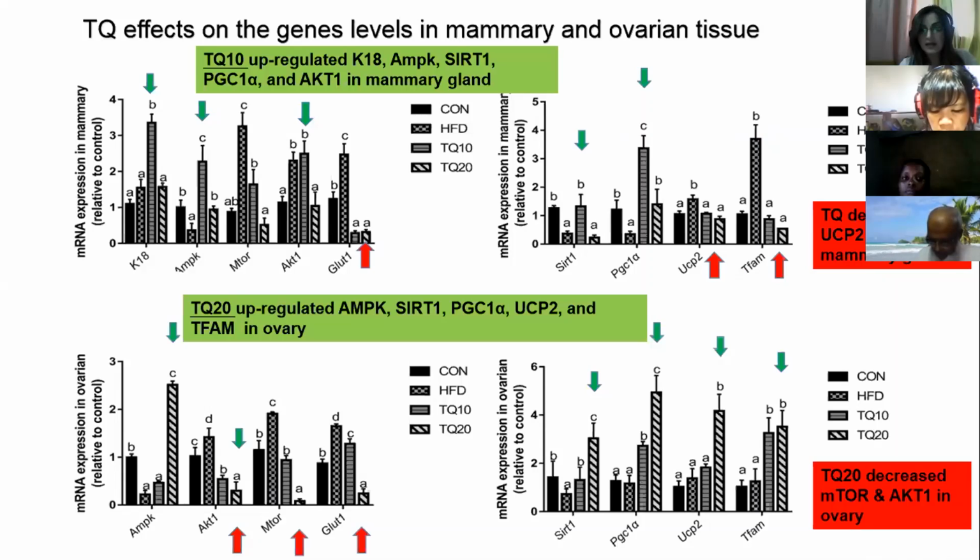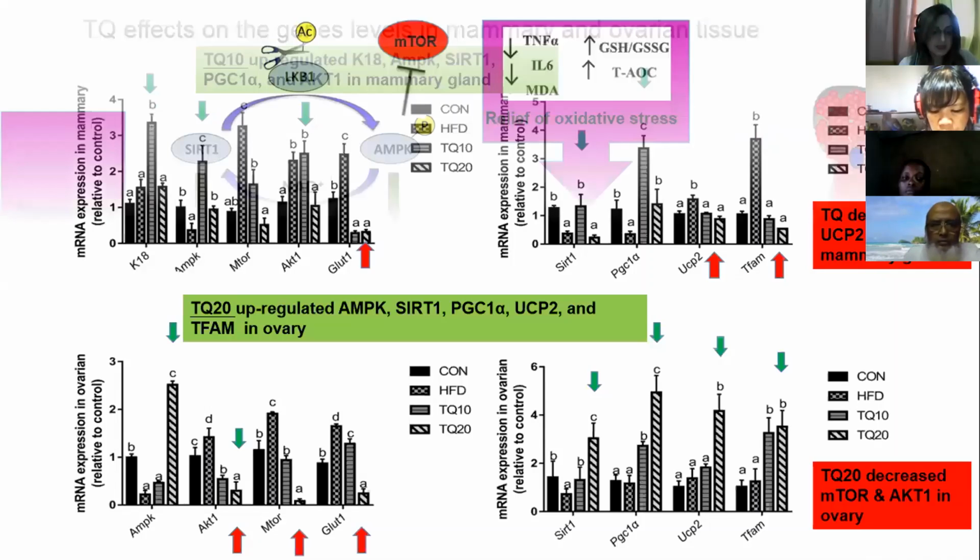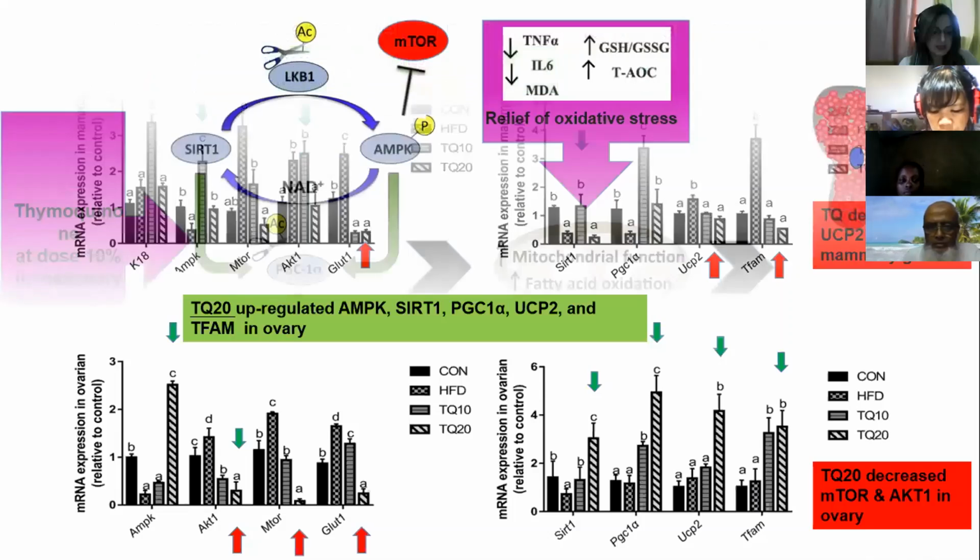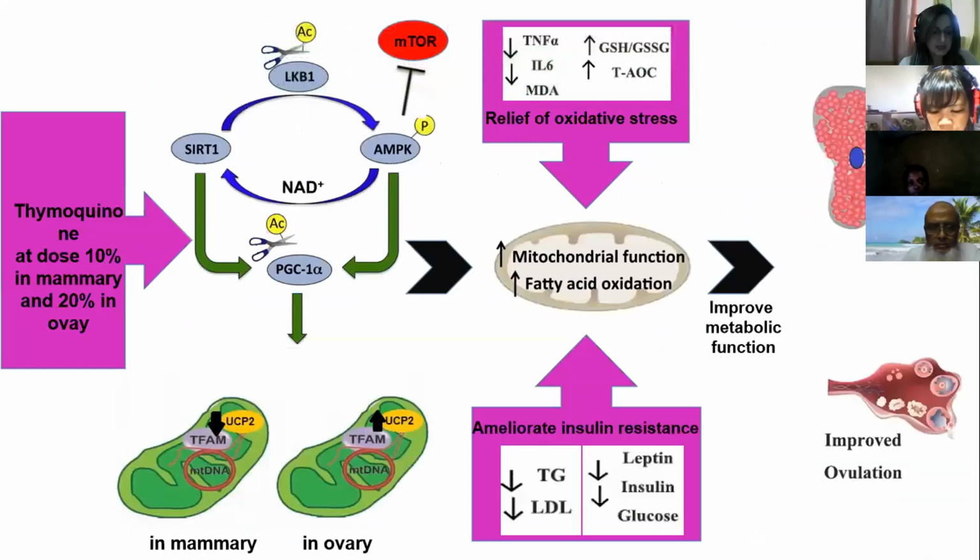So as we see, the mechanism underlying the positive effects of TQ10 on mammary gland and TQ20 on ovary is by activating the AMPK SIRT1 PGC1 alpha pathway, leading to improved mitochondrial function, which contributes to relieve oxidative stress and improve metabolic parameters, and eventually improve organ function.